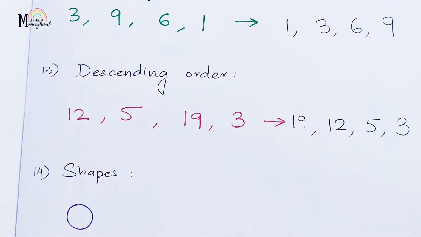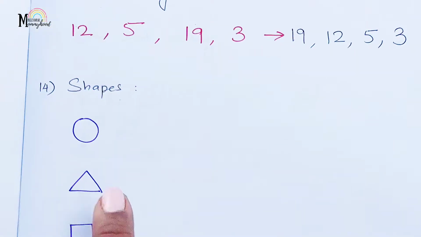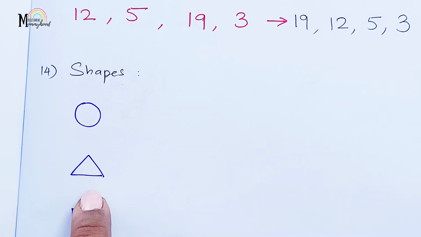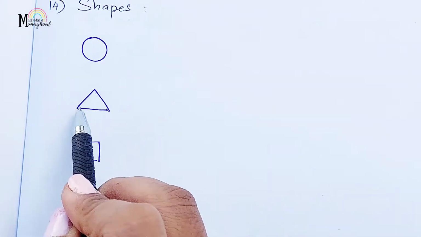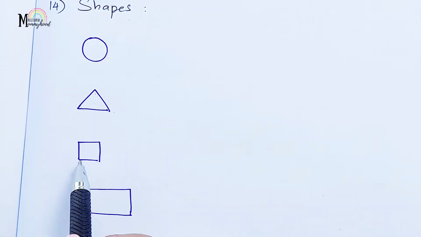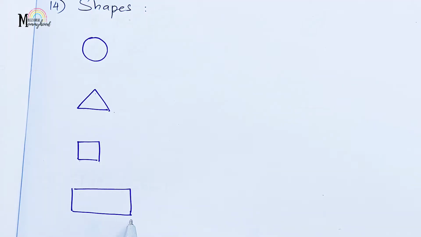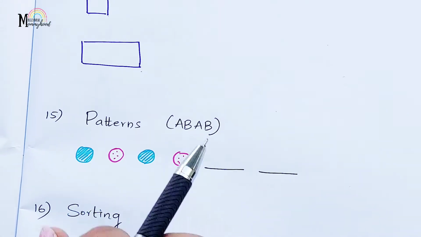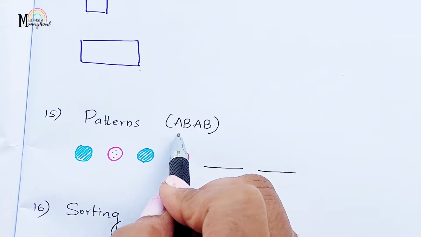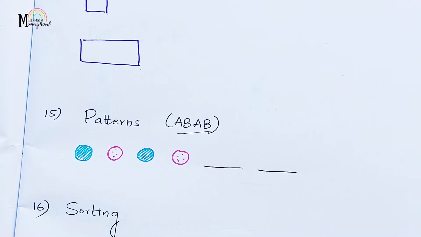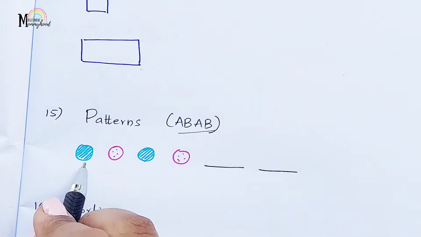The next concept in math is shapes, where the child will be taught only the basic shapes, that is circle, triangle, square, rectangle. In some schools they also teach a couple of other shapes, but these are the basic shapes which are taught in all the schools, and they talk about the corners, the number of sides and so on.